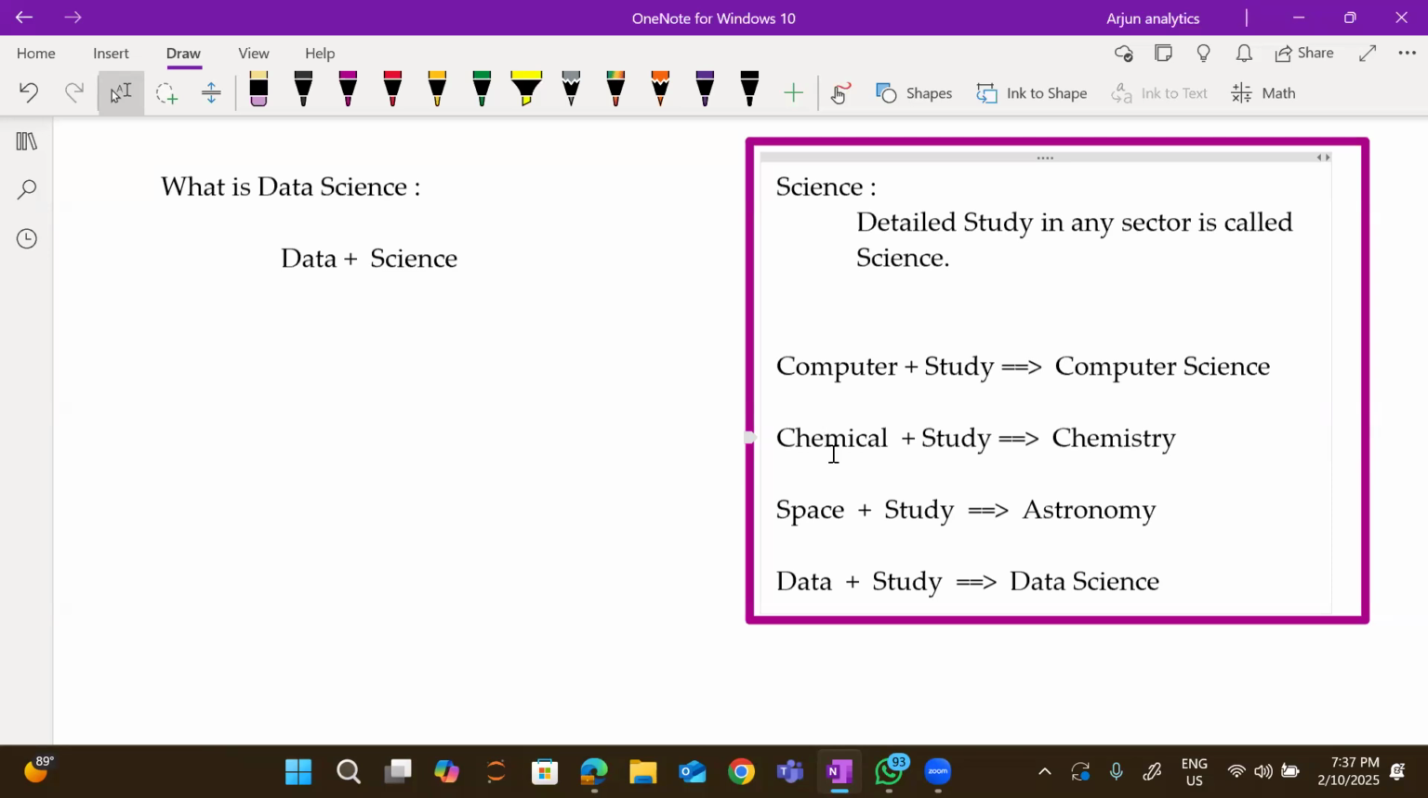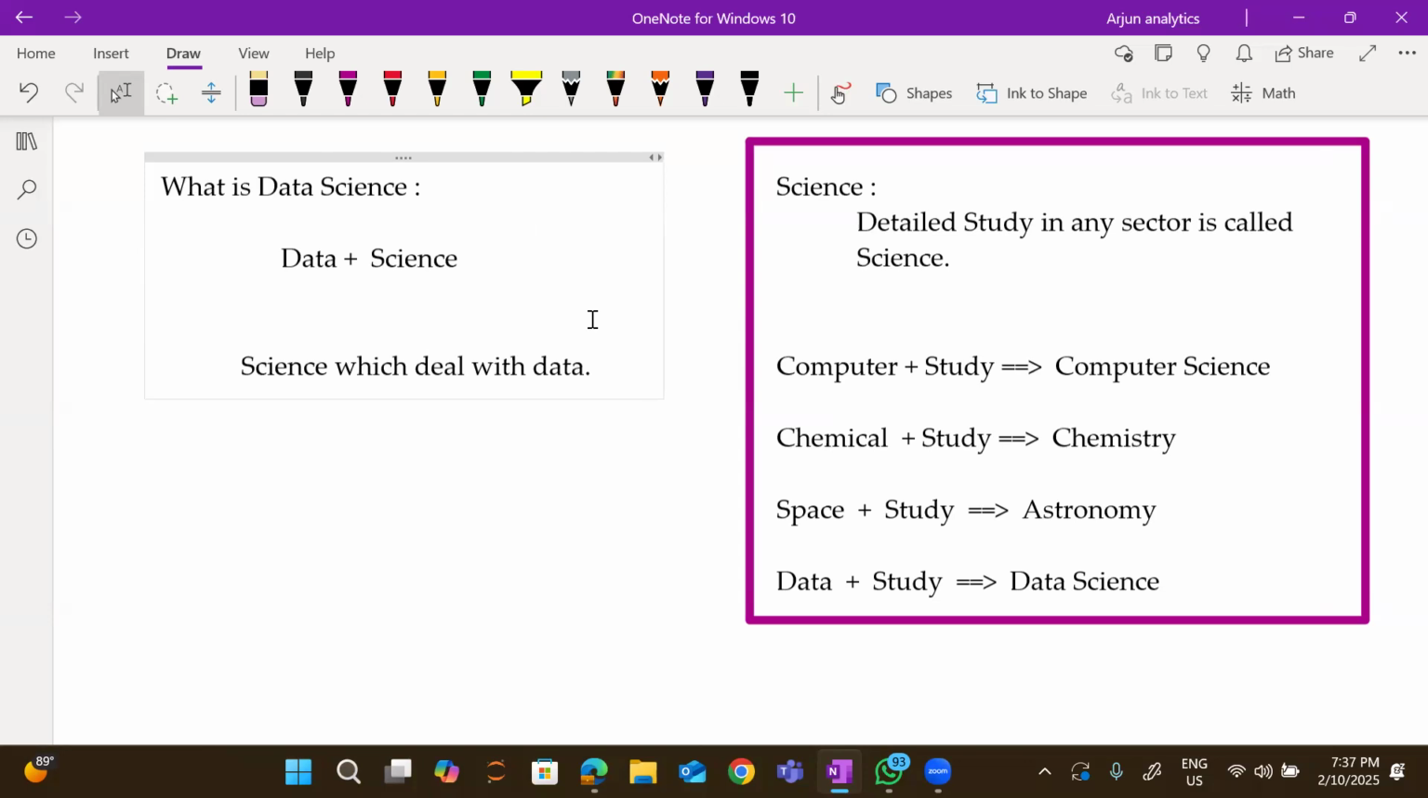The same way, when you are doing a detailed study on data, what are you going to get? You are going to acquire the knowledge. Literally, you are going to get the knowledge. So if you want to define data science, how will you define it? In a very simple way, the science which deals with data.